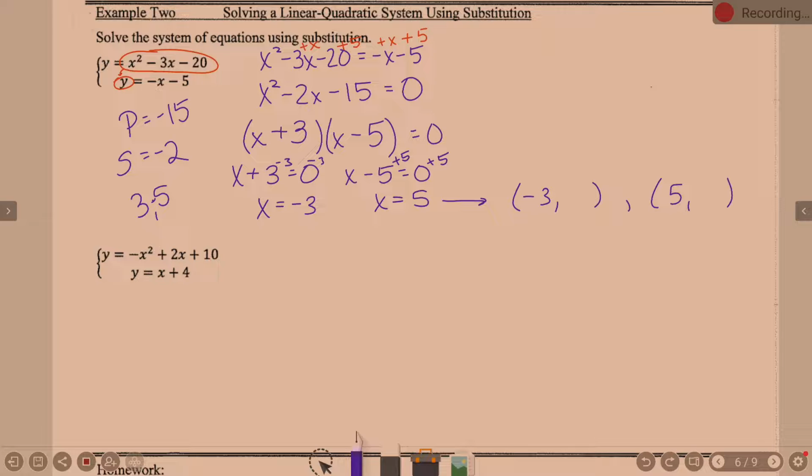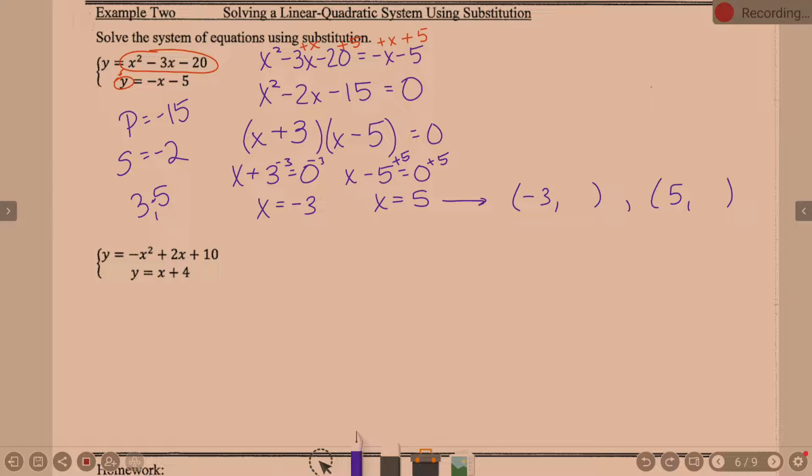How do I find the something, aka the y value? You plug it in. Where? To the y equals negative x minus 5. Do both. You get a choice. You can go back and use either original equation. You can use the y equals x squared minus 3x minus 20, or you can use the y equals negative x minus 5. Your choice. Meet me at the end, right? It doesn't matter. It'll work out the same.